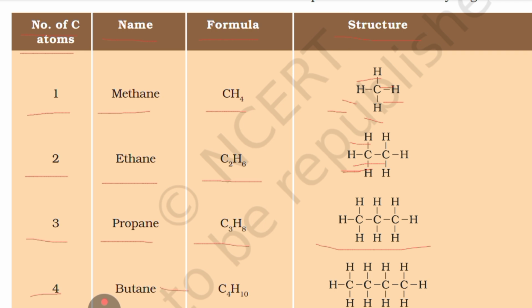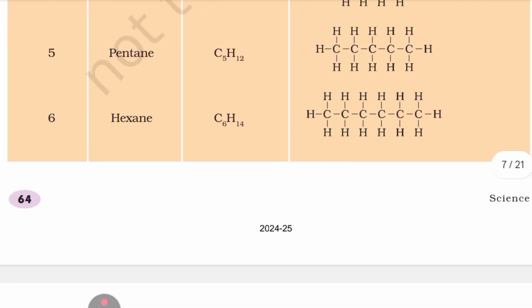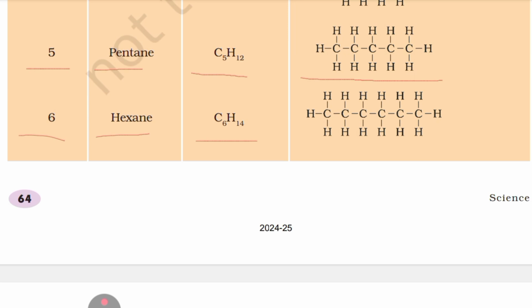Four carbon: butane, C4H10. Five carbon: pentane, C5H12. Six carbon: hexane, C6H14.